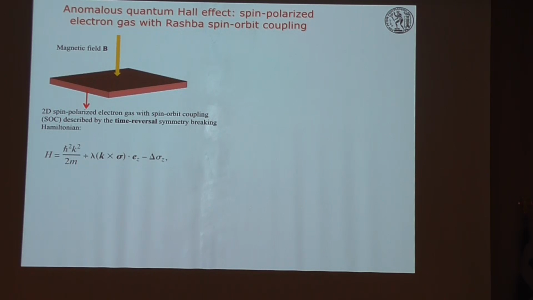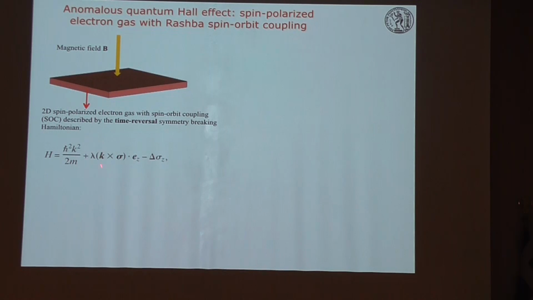And then I'm going further to another analogy related to the quantum Hall effect, which is the anomalous quantum Hall effect. It's about a photonic analog of a spin polarized electron gas with Rashba type spin orbit coupling. A typical example for electrons is this. It's a 2D spin polarized electron gas with spin orbit coupling. A typical Hamiltonian for such a system is the following.